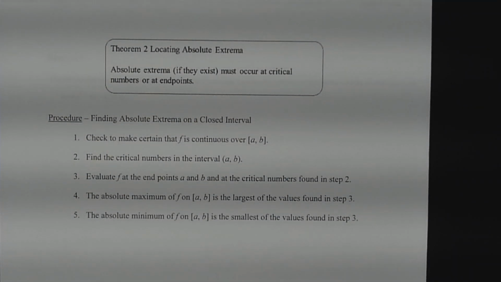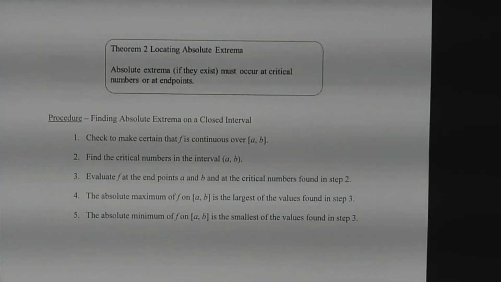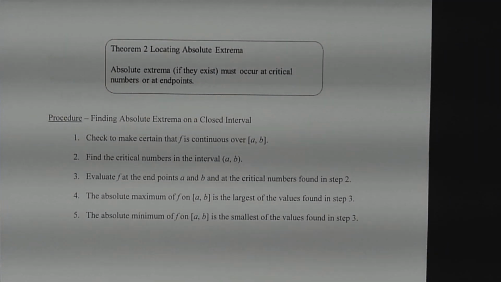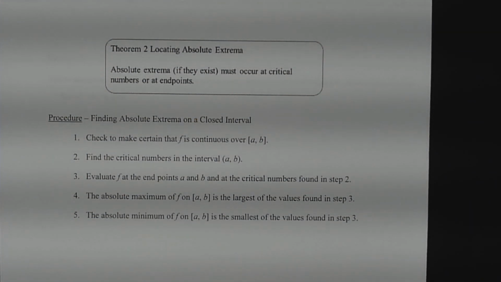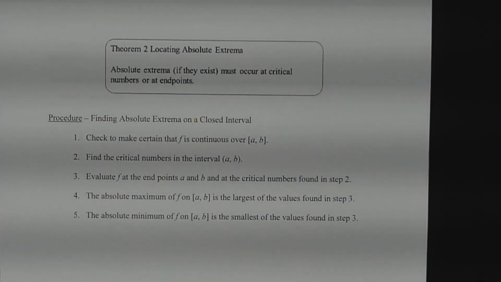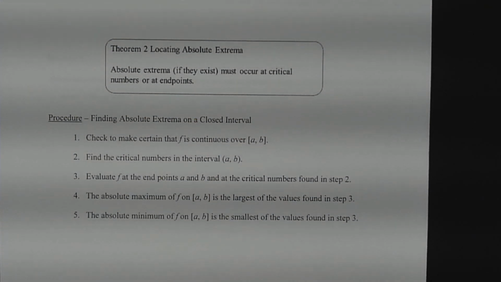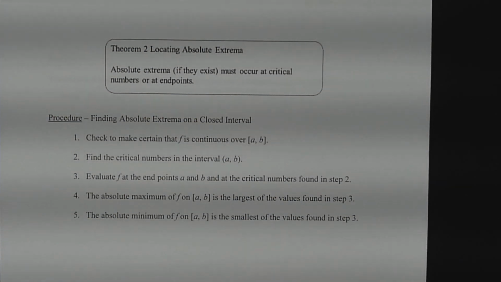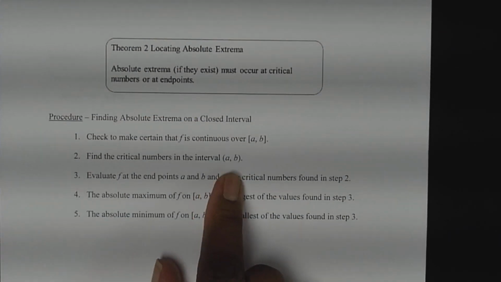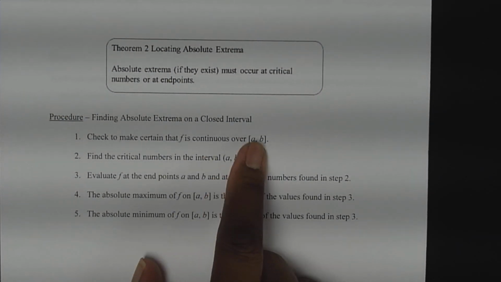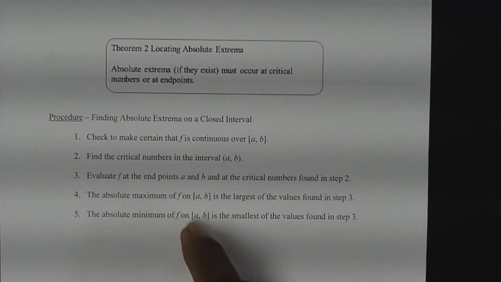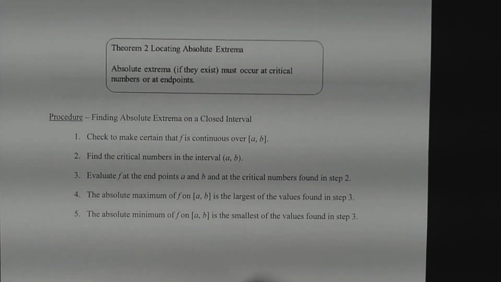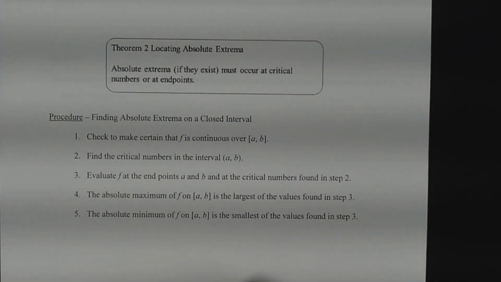And here's the procedure for doing that. Here we're going to find an absolute extrema on a closed interval. Number one, check to make certain that the function f is continuous over the closed interval a, b. Number two, find your critical numbers in the interval (a, b), the open interval in this case, because it has parentheses. Closed interval has brackets. Number three, evaluate f at the endpoints a and b and at the critical numbers that were found in step number 2.